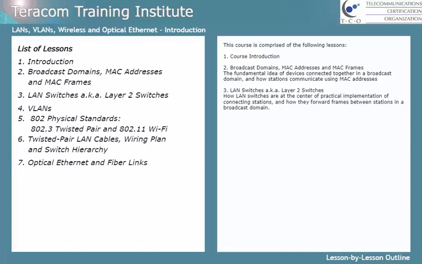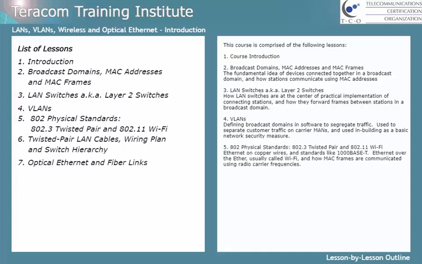How LAN switches are at the center of practical implementation of connecting stations, and how they forward frames between stations in a broadcast domain. Lesson 4 is VLANs, Virtual Local Area Networks, defining broadcast domains in software to segregate traffic. These are used to separate customer traffic on carrier metropolitan area networks and used in buildings as a basic network security measure.